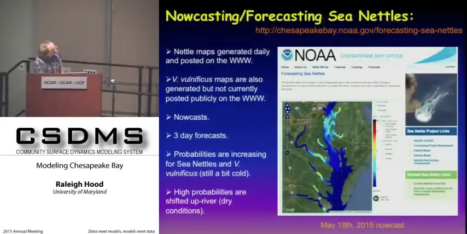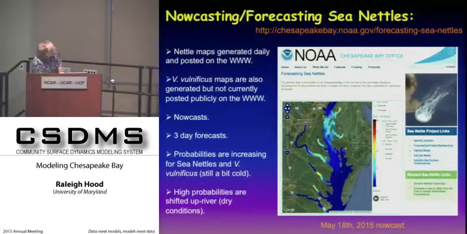And what we do is we generate maps daily of sea nettles for the Chesapeake Bay. We have a weather forecast for jellyfish in the Chesapeake Bay that's posted every day. We also have maps for vulnificus, but they are not posted publicly because it's a very sensitive product. They may be someday in the future. They're used now for management applications.